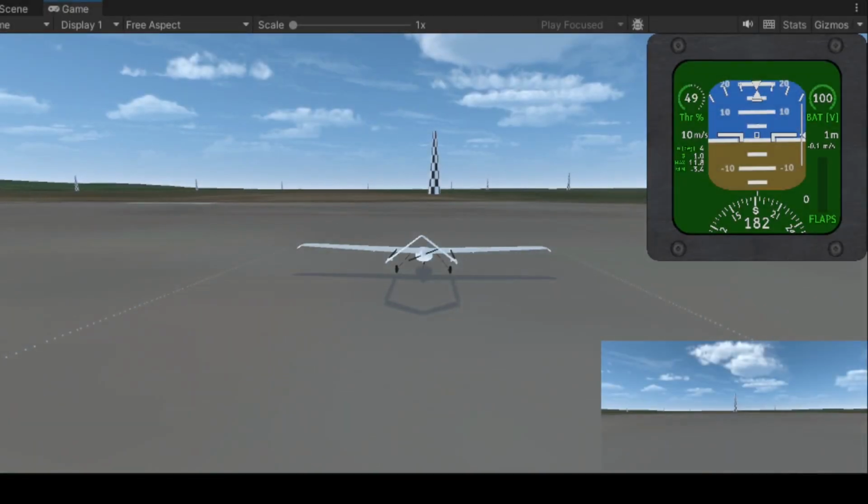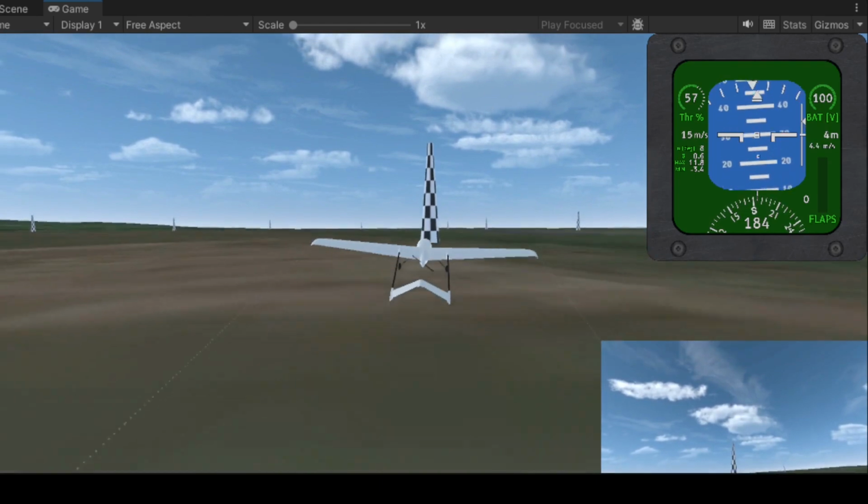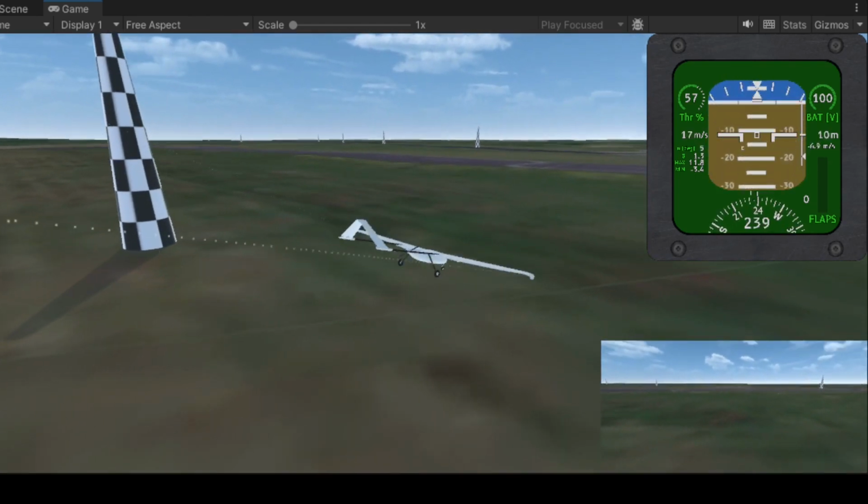The following clip shows the unstick speed with pullback to be approximately 15 meters per second. Adding flaps reduces this speed to approximately 13 meters per second for takeoff.